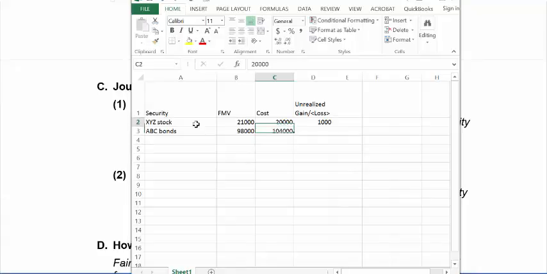Then the formula for this, total overall, is that you have an unrealized loss of $5,000.